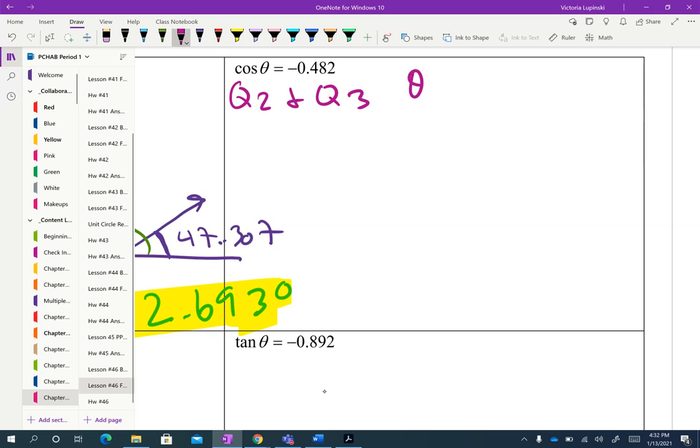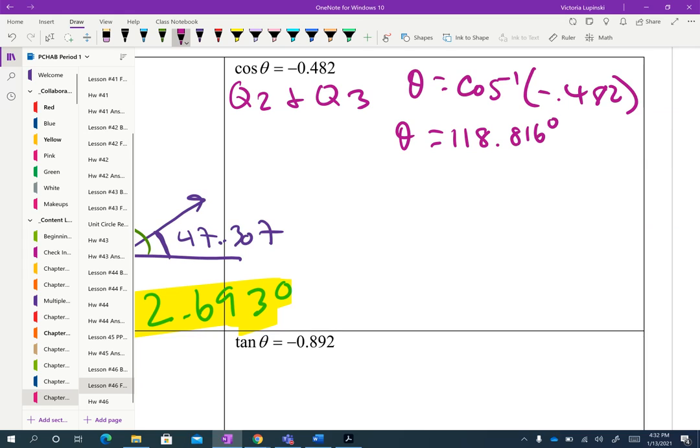To get theta by itself, you're going to do the inverse cosine of negative 0.482. And your calculator is going to tell you that it's 118.816. Now, we're supposed to have answers in quadrants 2 and 3. That is, in fact, a quadrant 2 angle. So 118.816 degrees. If we go ahead and give that an estimation, I would say that's fair enough, 118.816.